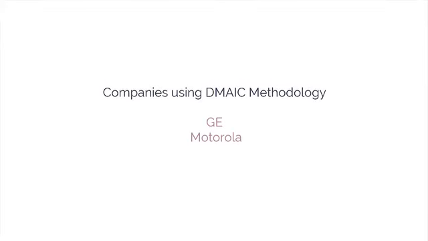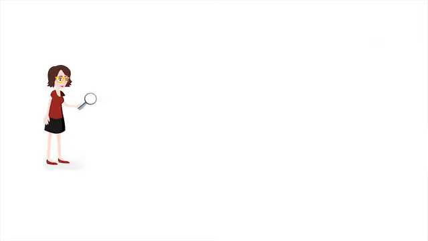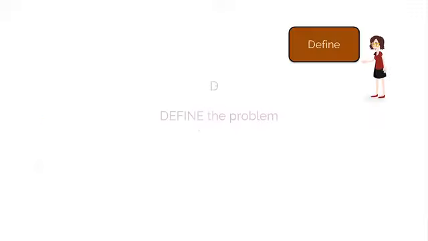Examples of companies using DMAIC methodology are GE, Motorola, and many others. GE uses DMAIC to reduce invoice defects and disputes by 98%, speed up payment, and create better productivity. Let us see what exactly DMAIC stands for. D stands for define the problem.